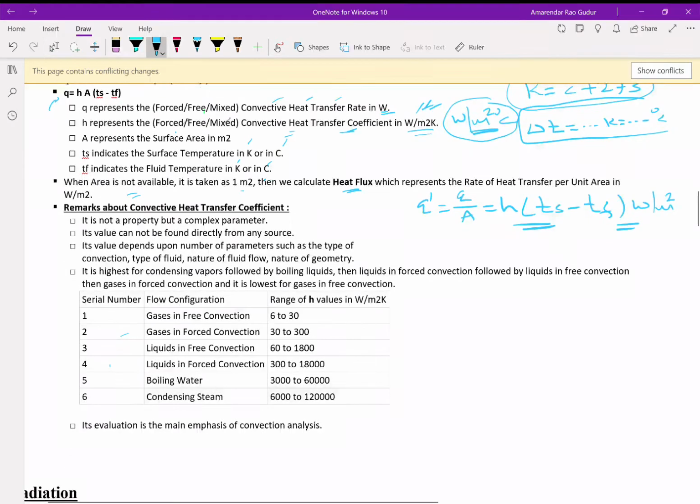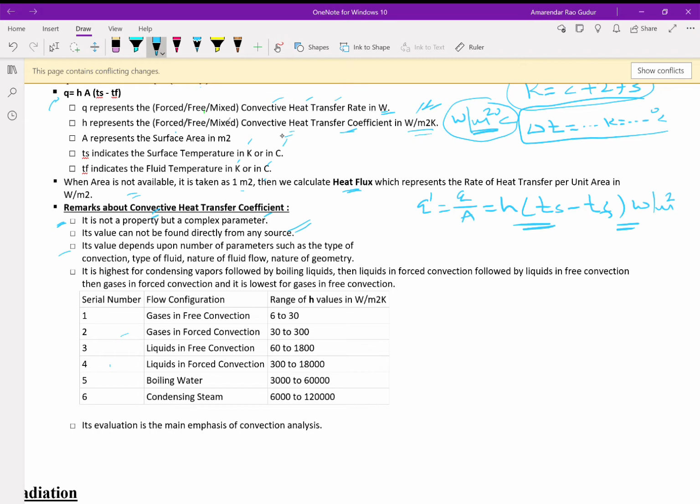Then some remarks about the convective heat transfer coefficient. First and foremost, it is not a property but a complex parameter. Since it's not a property, its value cannot be found directly from any source. Thermal conductivity is a property, but h is not a property. That makes convection much more formidable than conduction.